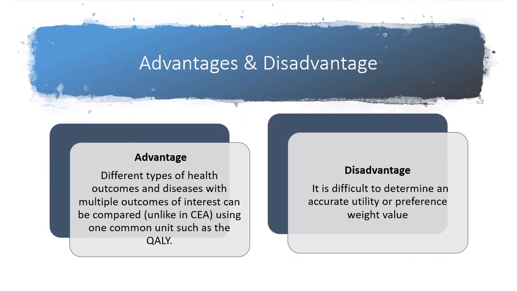So we'll move on to the advantages and disadvantages of utility analysis. The advantages are different types of health outcomes and diseases with multiple outcomes of interest can be compared, unlike your cost effectiveness analysis, using one common unit such as quality adjusted life year. Disadvantages: it's difficult to determine an accurate utility or preference weight value. So I hope you're clear with the advantages and the disadvantages and how it's a bit better than your cost effectiveness.